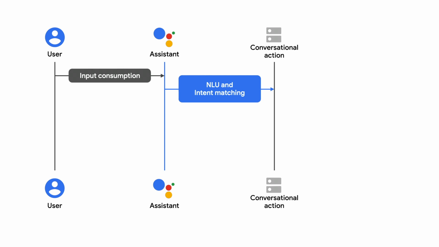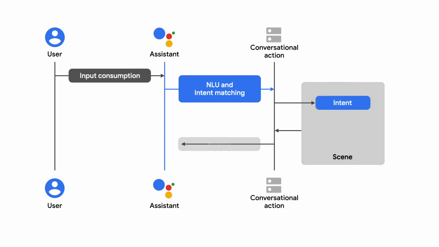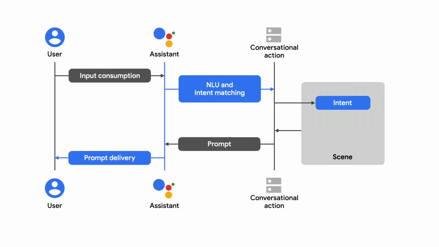Then the assistant passes that information to your actions project. Then the action can process that and construct a prompt for the user. Your action sends that prompt to Google Assistant, and then the assistant delivers that prompt to the user. This back and forth continues till either the user or the action ends the conversation. Now let's start building the action.